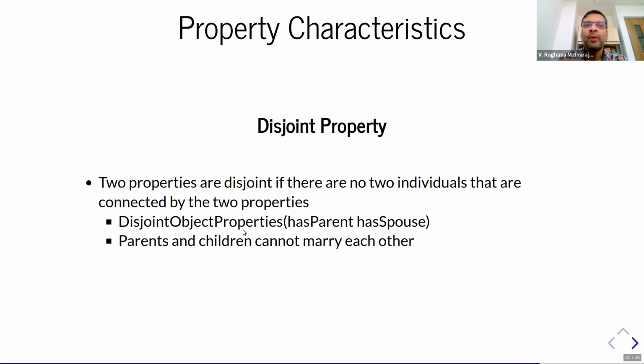Okay, so disjoint properties. Similar to disjoint classes, you can also put this disjointness on properties as well. So we can state that has parent and has spouse are disjoint with each other. That means if A has parent B, then it cannot be the case that A has spouse B.